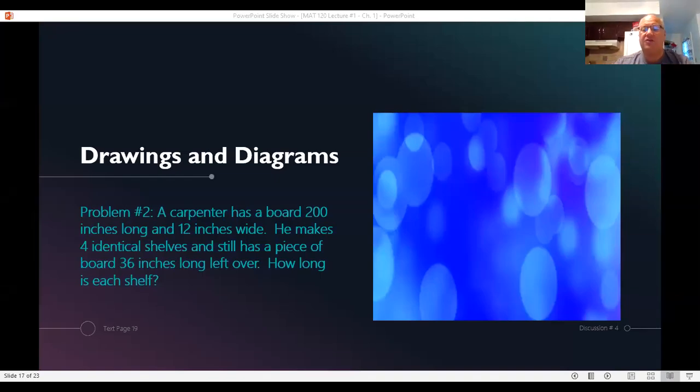Okay, and we are recording. We're talking about the chapter one PowerPoint, and we're about a third of the way through it, and we're going to finish up the PowerPoint now. This lesson is primarily about strip diagrams.